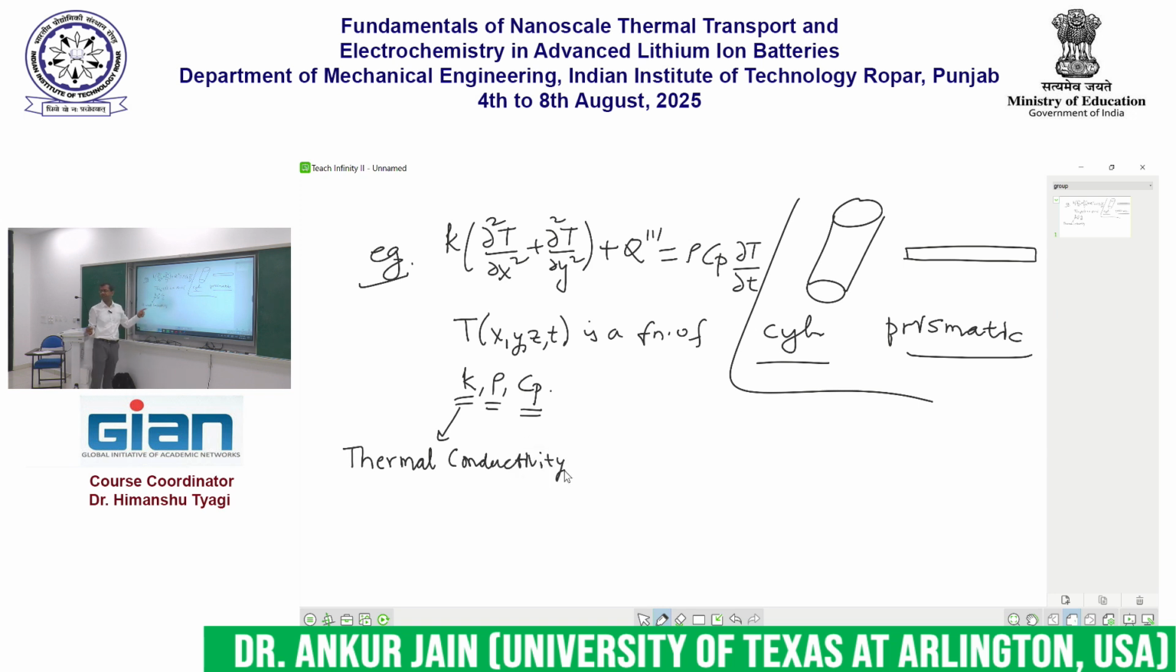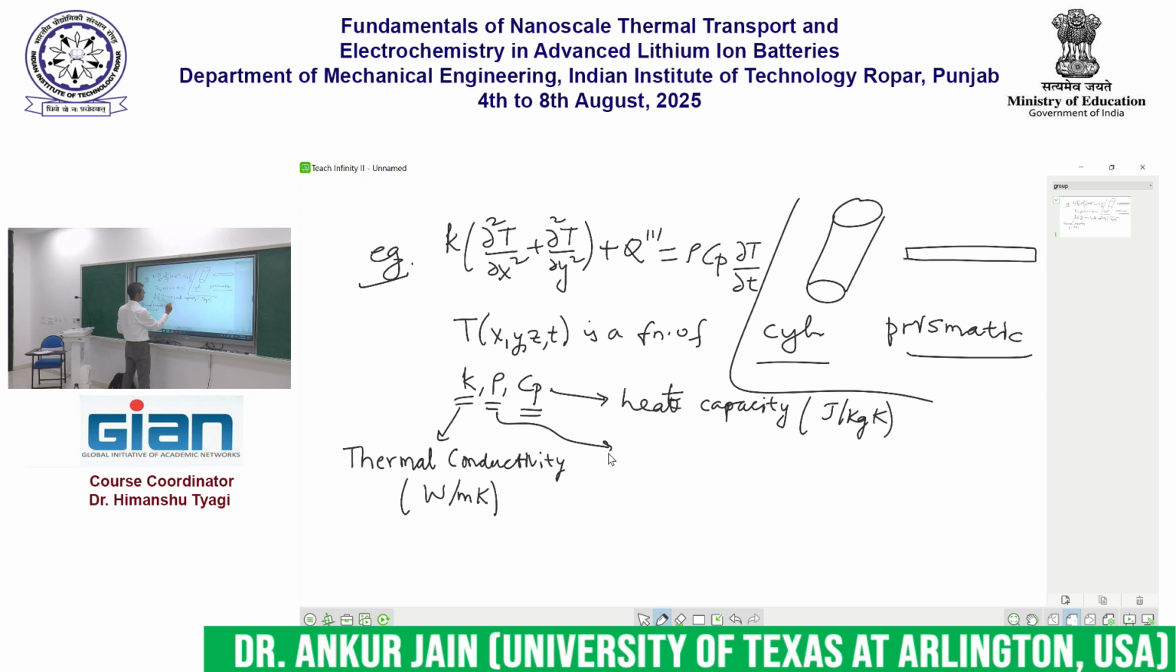Okay, K is the thermal conductivity. We saw this when we were doing our introduction to fundamental heat transfer. If you may recall, it has units of watt per meter Kelvin. Cp is the heat capacity. That has units of joules per kg Kelvin. And rho is of course the density, that has units of kg per meter cube.